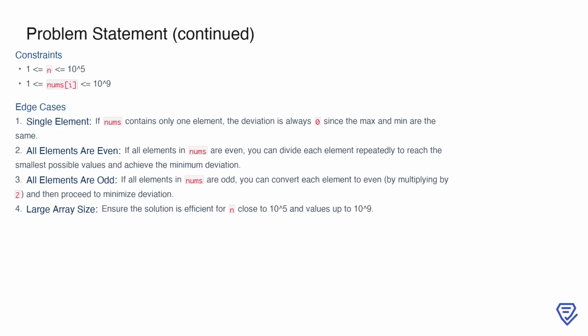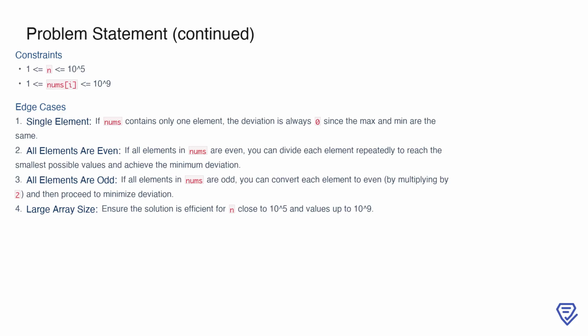Finally, let's discuss the constraints and some edge cases. The array size, n, can be as large as 100,000, and the values in the array can go up to 10 to the power of 9. This means the solution must be highly efficient to handle large inputs. For edge cases, consider a single element array. Here, the deviation is always 0 since the maximum and minimum are the same.